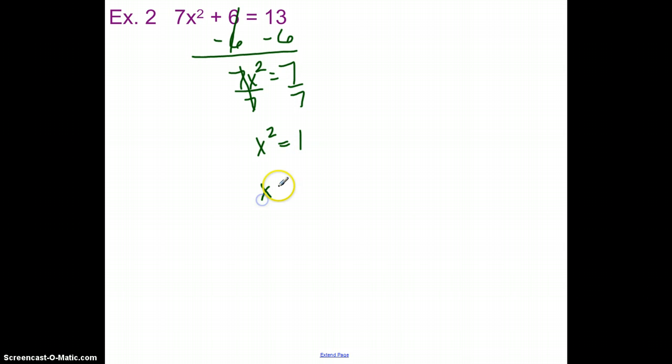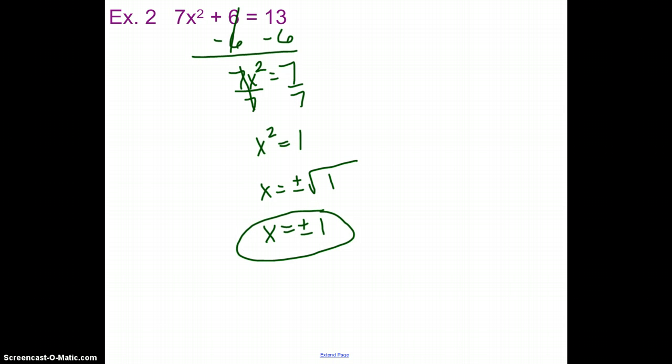On something like this, I already have the 13 over here, but I'm going to start by subtracting 6 from both sides. So I have 7x squared equals 7. Divide both sides by 7. So I have x squared equals 1. So to find x, I'm going to do plus or minus the square root of 1. So it's going to be plus or minus 1.